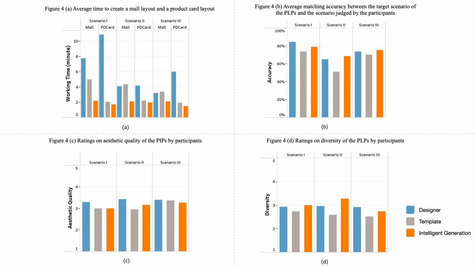The results show that the intelligent generation group took the shortest time and completed much faster than the designer group. The PLPs they created outperformed the template group in terms of accuracy of matching scenario needs, aesthetic quality, and diversity, and even matched the designer group in some cases.